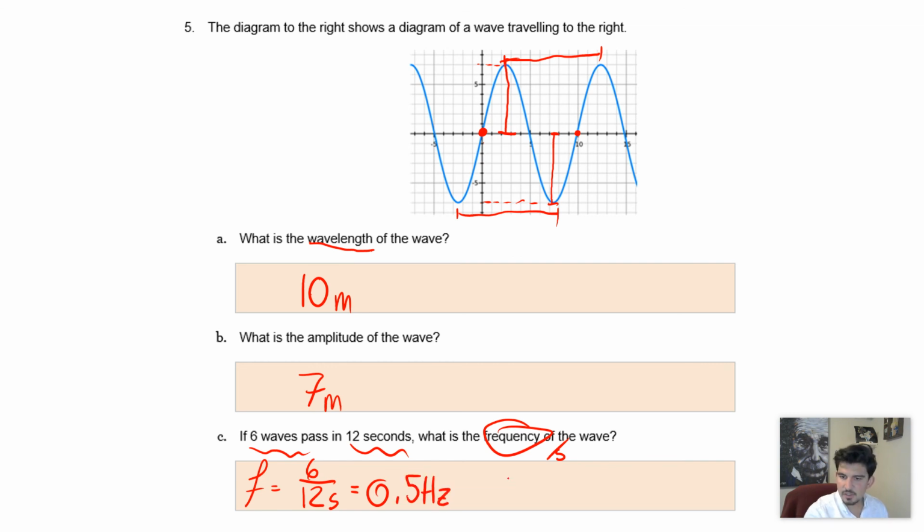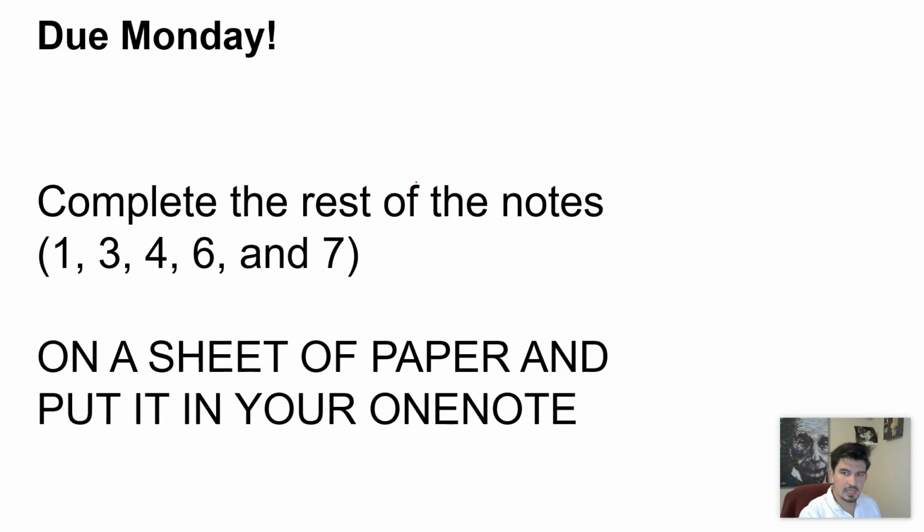And I could even ask you, what is the period of the wave? And remember, period means that seconds are in the numerator. So that would be 12 seconds per 6 waves, or 2 seconds. So it would take 2 seconds for 1 wave to pass. And that is it. That is an intro to periodic motion and waves.